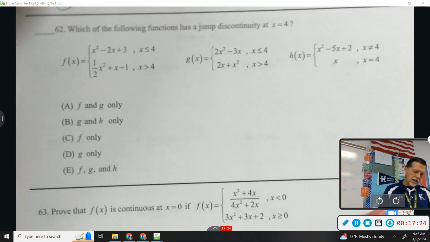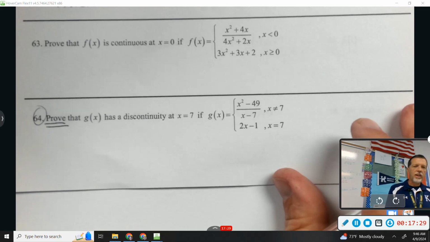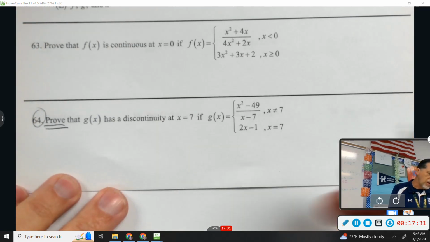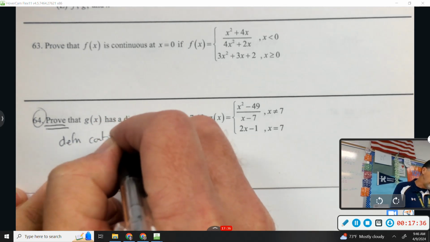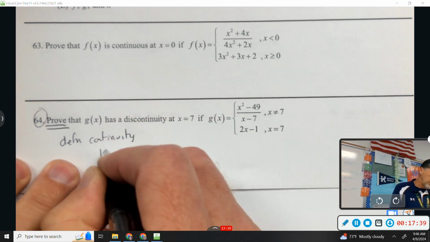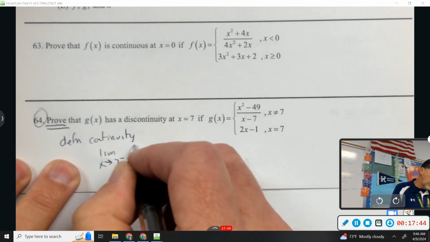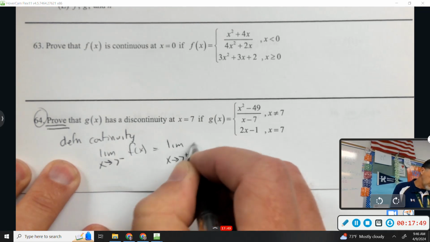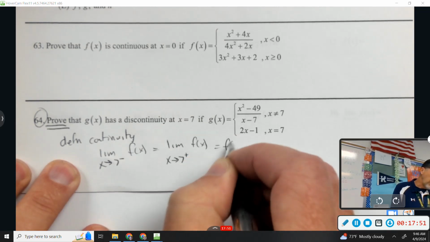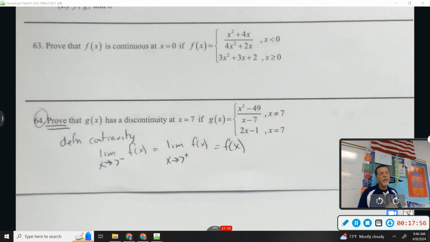All right, lastly, prove, oh that sounds fancy, that g of x has a discontinuity at x equals 7. Okay, well let's back all the way up to the definition of continuity, and maybe we'll start with that. That was the limit from the left equals the limit from the right equals the function value. So let's try to plug into that, and if something breaks down, then it won't be continuous.